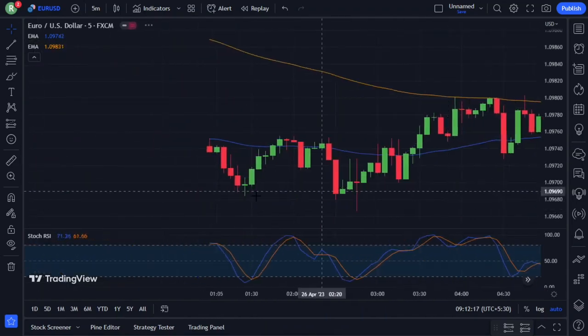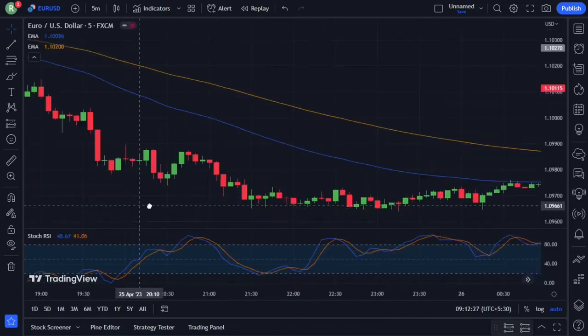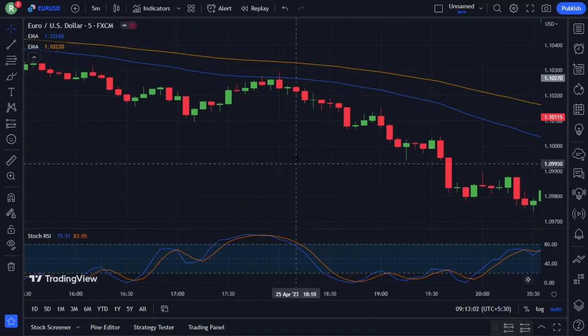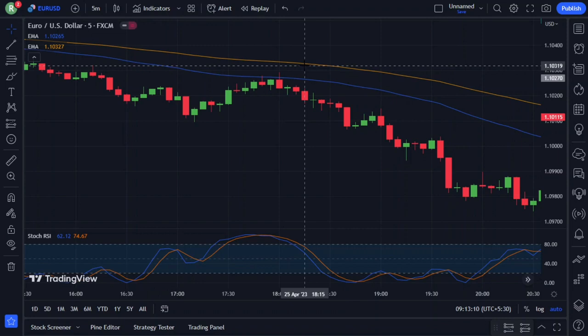Now let's understand the conditions for entering a short trade. Entering a short position is the exact opposite of entering a long position. First, the 50-period moving average must be below the 100-period moving average. Moreover, both moving averages should be sloping downward.